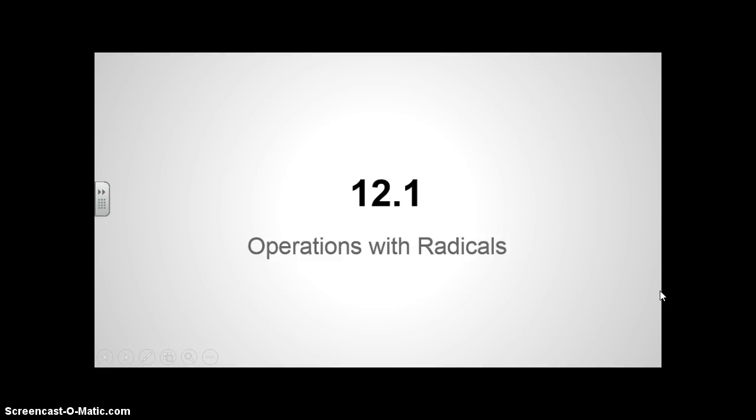Hi everyone, we're moving on to chapter 12. Today we're going to work on 12.1, operations with radicals. In chapter 12 you're going to be working a little bit with square roots. You're going to see a little bit of the Pythagorean theorem, which some of you might have seen already. You're also going to be working a little bit with the distance and midpoint formulas. So let's get started in 12.1, working with operations using radicals, so the square root sign.